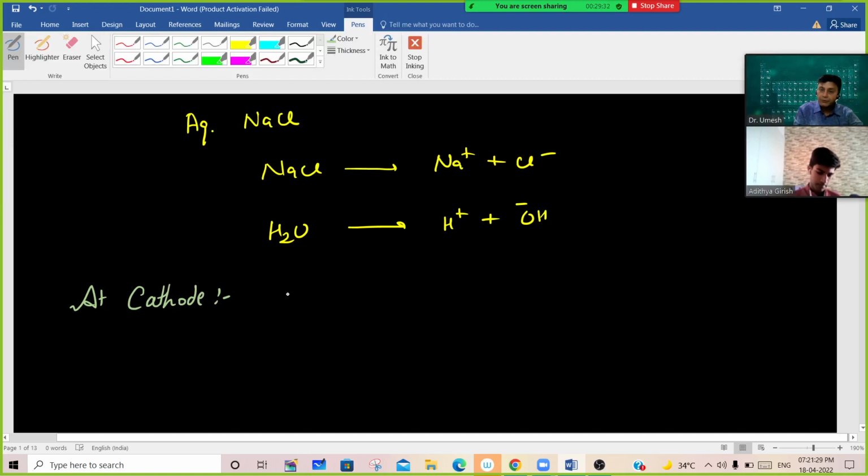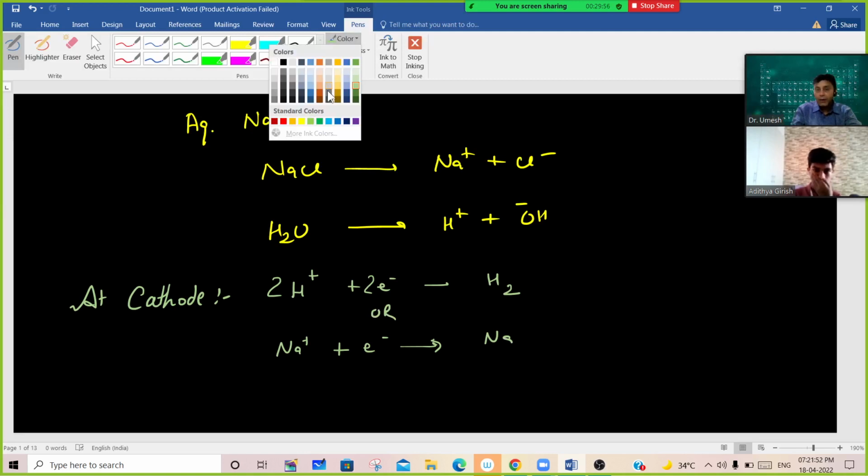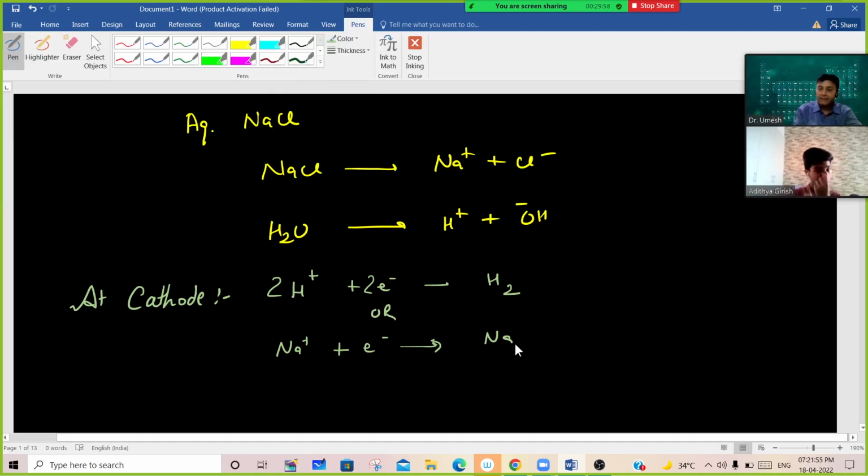At cathode, what will happen? Two ions are there. Cathode is negative charge, where sodium ions and H positive ion both can take up electron. If hydrogen gains electron, that will produce hydrogen, H2. If sodium gains electron, that will become sodium. Now, out of the two, which will take place? It depends on the reactivity.